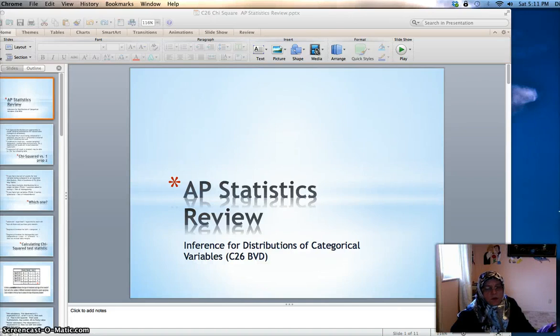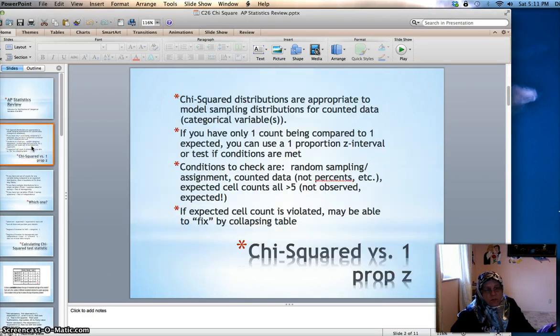Okay, today we are looking at chapter 26, Velleman DeVoe, which is about chi-squared inference procedures for distributions of categorical variables. Chi-squared distributions are appropriate to model sampling distributions for counted data of categorical variables. If you only have one count being compared to one expected, you can actually use a one proportion z-interval or test if the conditions are met.